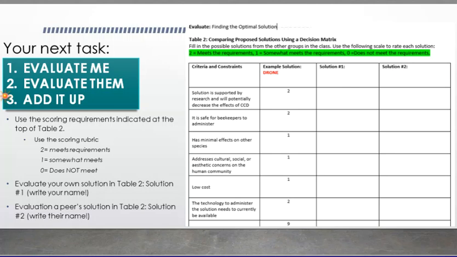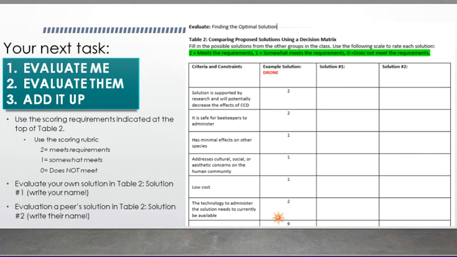Okay, so here's what we're going to be doing. This table is basically like a rubric that you're going to use to evaluate each other and yourself. So if you'll notice in that table, we already have scores for a drone solution. And if you guys remember, that drone solution was Ms. Forsyth's idea. So basically, we've already evaluated her idea for you in that table to give you an example of what the scores look like and why.